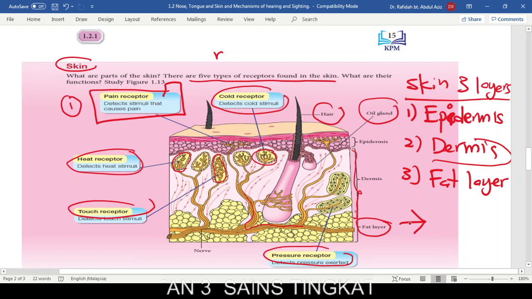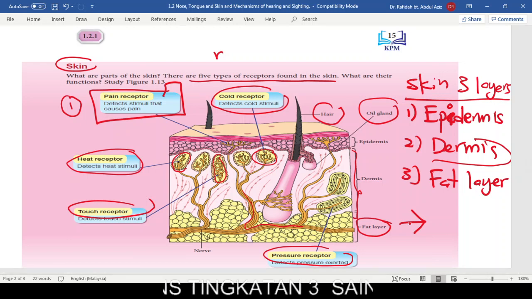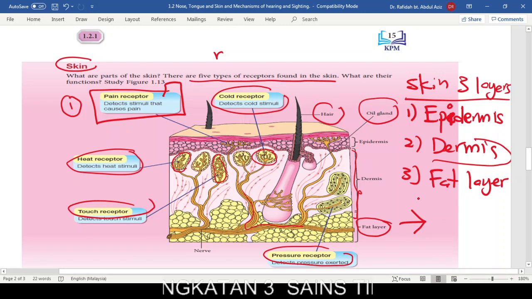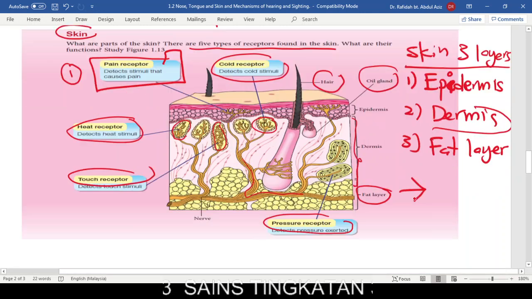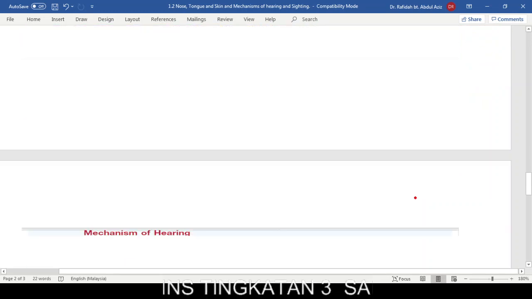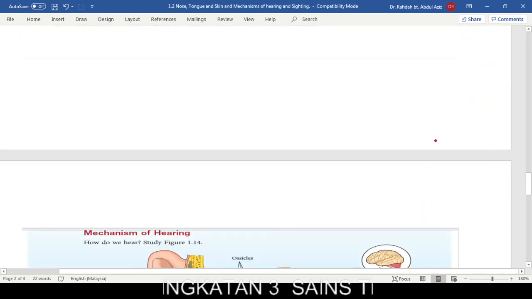So this is how the skin functions to detect touch, to detect the 5 different touches on the skin. So that is about the structure of the sensory organs.